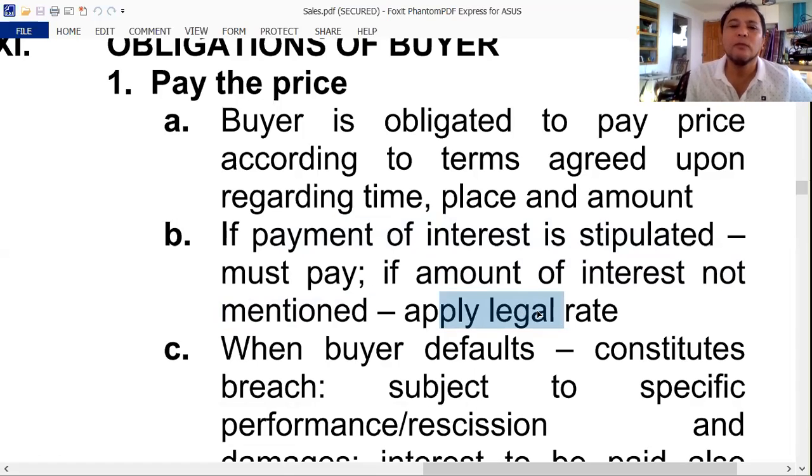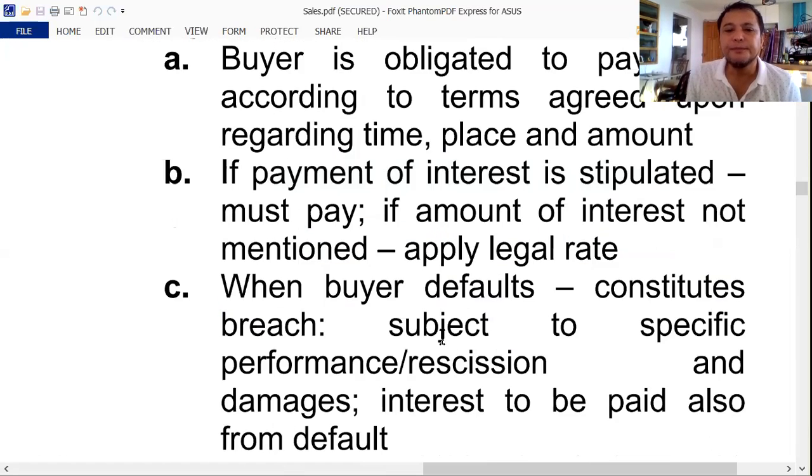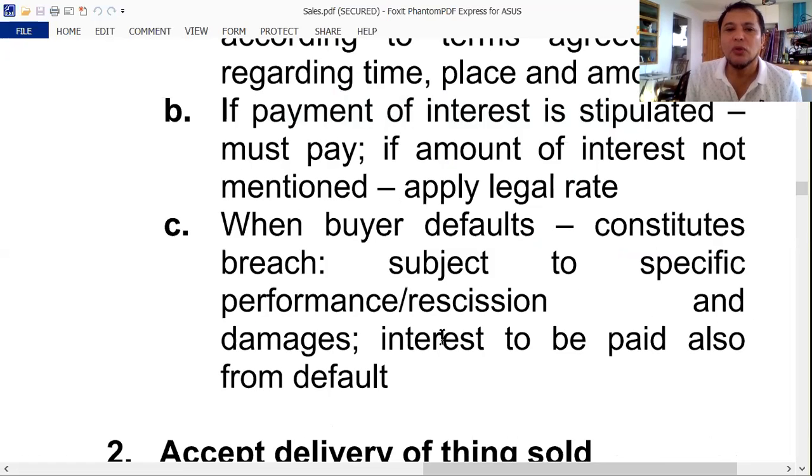12% per annum. But if the buyer will not pay and there is already interest, that interest will also bear another interest. So it will not be 12%, but only 6%, one half of the legal rate. Again, the legal rate is 12%, so if the buyer will not pay the amount, it will be slapped with a 12% interest. But when the interest already earns another interest because of the length of time, then that interest of the interest will now be 6%.